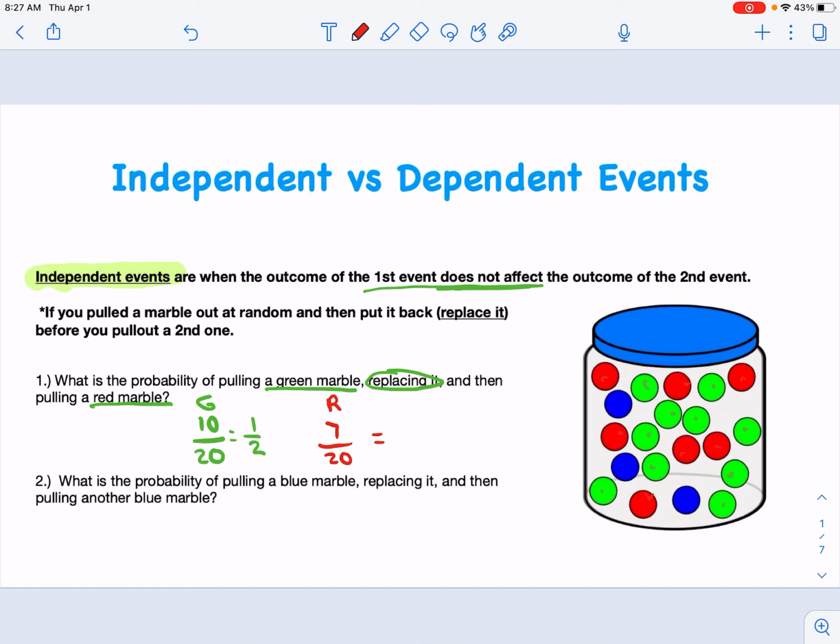So to find the probability of both things happening, remember we can multiply the probability of the first event, 1/2, times the probability of picking red, 7 out of 20. And when we multiply, remember we go straight across, so 1 times 7 is 7, 2 times 20 is 40. And then we look to see if we can simplify. 7 out of 40 cannot be simplified, so the probability of picking green, putting a marble back, and then picking red is 7 out of 40.